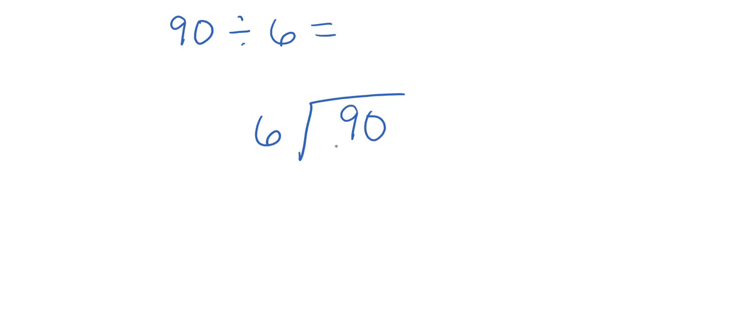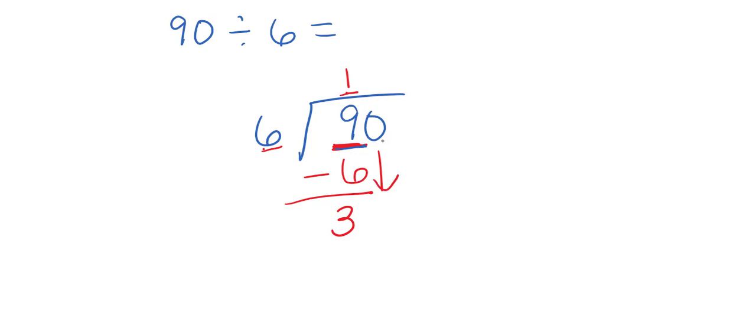Well, 6 can go into 9 one time. And what we do is we look at 6 times this 1. We go 6 times 1, so that's 6. Now we subtract 9 minus 6, we get 3. So we have a remainder of 3.